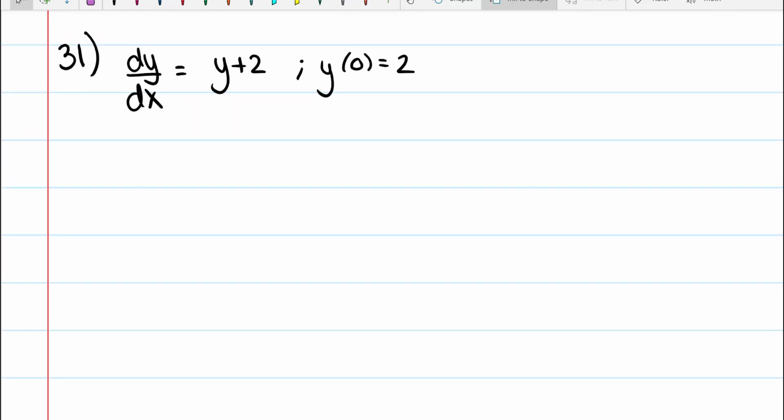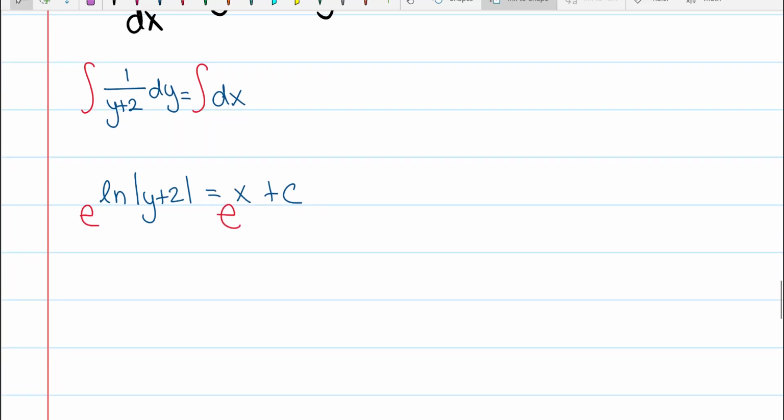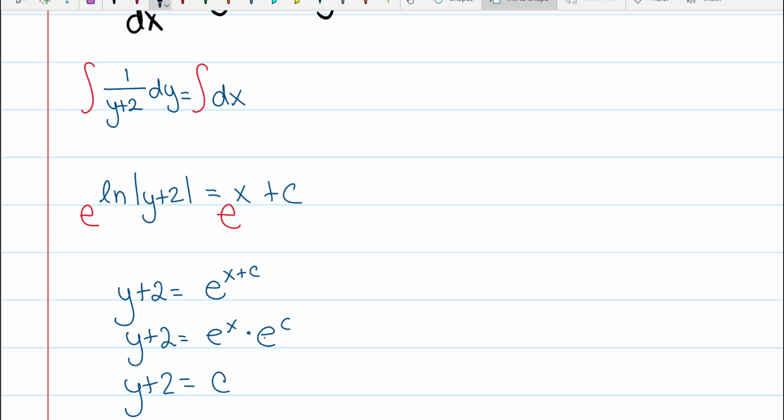Skipping a couple problems, moving on to number 31, we get 1 over y plus 2 dy is equal to dx. So when you integrate both sides, you're going to get ln of y plus 2 is equal to x plus c. We have to raise both sides to the e, and we get y plus 2 is equal to e to the x plus c. So y plus 2 is equal to e to the x times e to the c. And we're going to let e to the c just be some constant c.